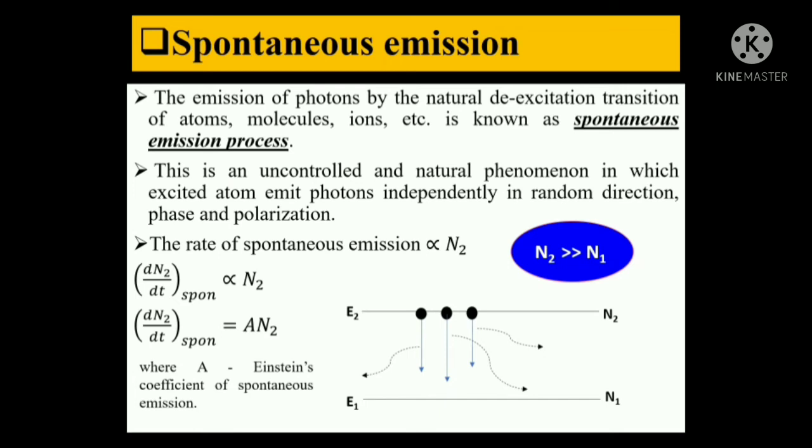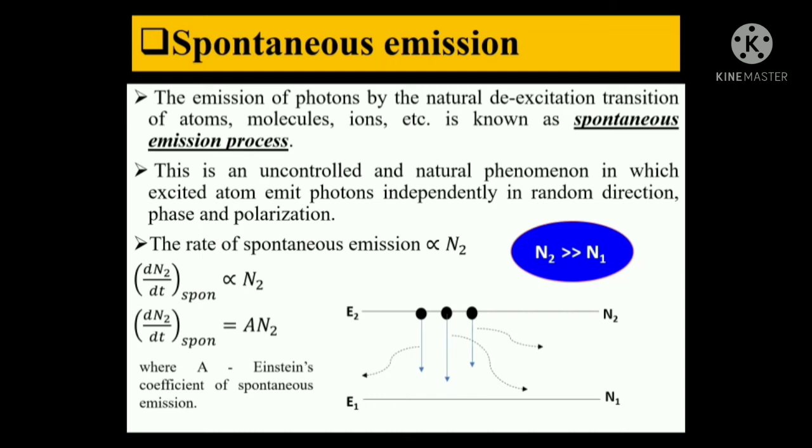It can act spontaneously, by natural de-excitation transition. This is an uncontrolled and natural phenomenon in which excited atoms emit photons independently in random direction, phase and polarization. That means when the atoms or ions are at the excited state level for 10 to the power minus 8 seconds, they remain there up to that time. Then they can undergo de-excitation, that is, they can return to the ground state after that time. So that is a natural process. That type of uncontrolled process we call spontaneous emission.